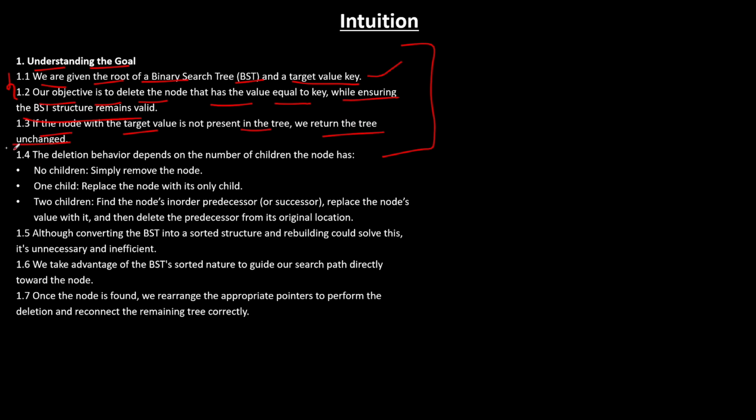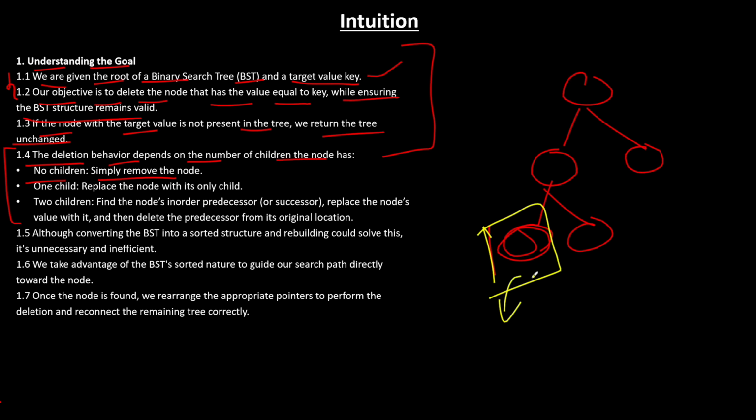Now, what happens if we delete a node? Okay, let's think about that. The deletion behavior depends on the number of children the node has. No children: simply remove the node. Suppose it does not have any children. So what we will do, we'll just directly delete it. No need to do any kind of change or something like that.